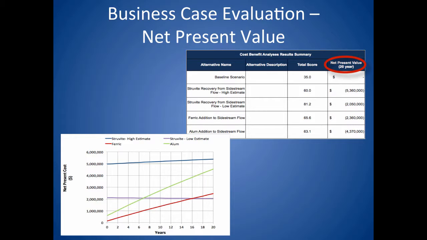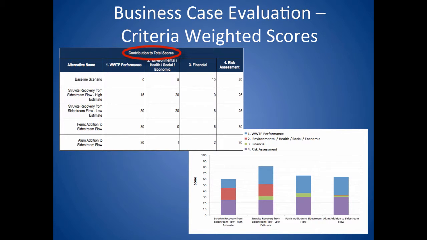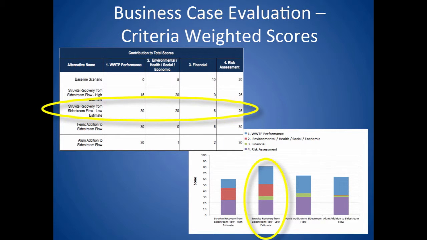The net present value is the present value of the revenues minus the present value of the costs for an alternative. TERI uses a 20-year time period for this evaluation. The contribution to total score table shows a breakdown of how each category of the business case model criteria that you entered affects the total score of each alternative. In this example, the struvite recovery from side stream flow low estimate scored the highest, indicating that this alternative meets the business case model criteria that you entered most effectively.